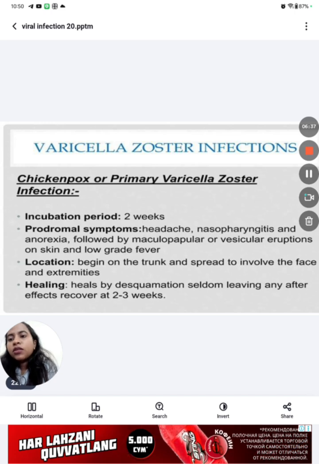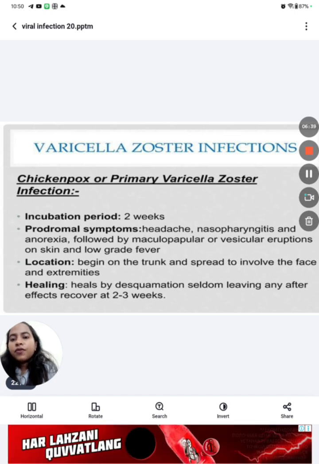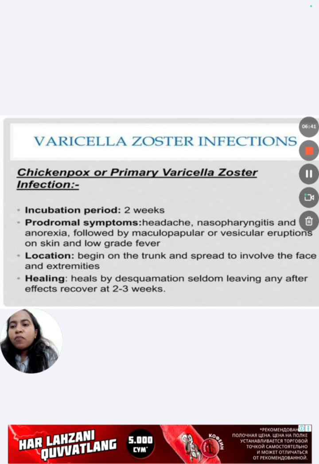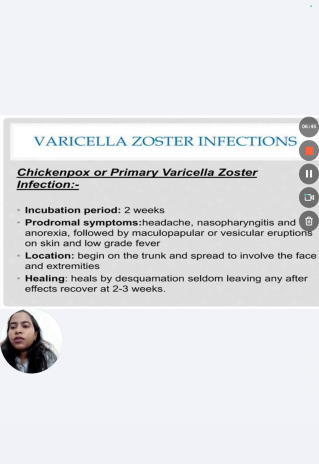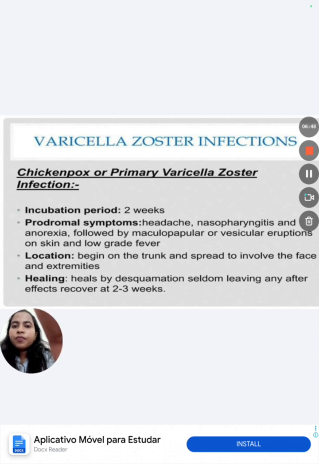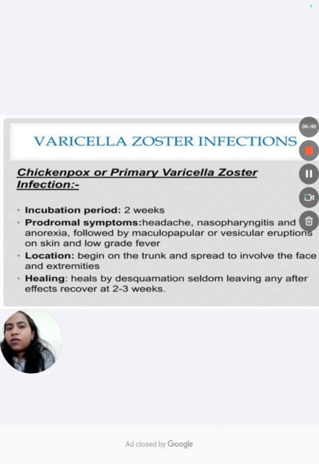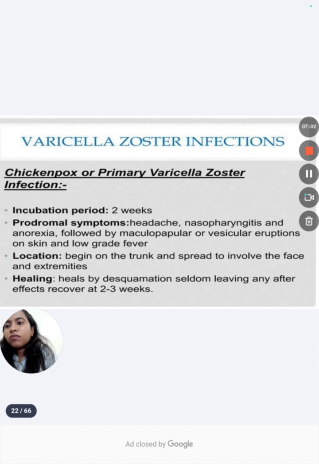Incubation period 2 weeks. Symptoms like headache, nasopharyngitis, anorexia, followed by macular, papular, or vesicular eruption on the skin and low-grade fever. Location: it begins on the trunk and spreads to involve the face and extremities, healing by desquamation, seldom leaving any scar, recovering in 2 to 3 weeks.